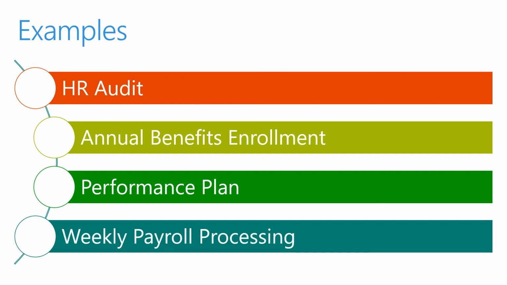Another example might be weekly payroll processing. Each week, in order to process payroll in your organization, there are many steps, validations, approvals, and so on that must occur. You could use a business process flow to outline each of those steps and create documents that go along with them to explain the process for payroll.